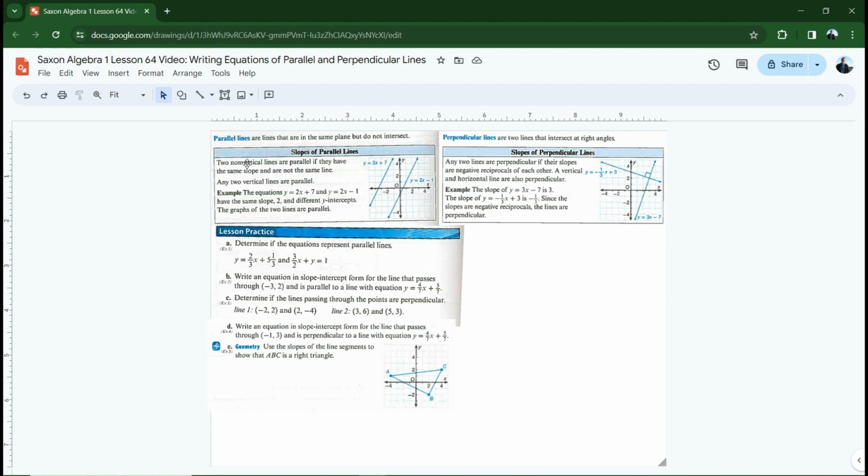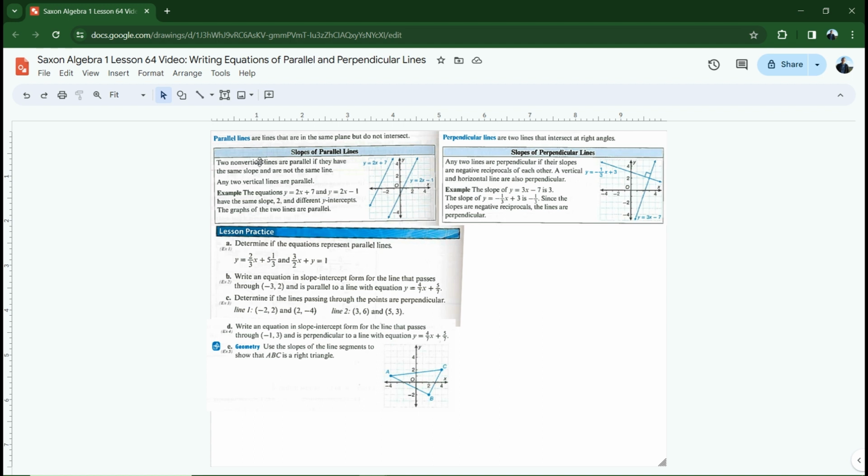Two non-vertical lines are parallel if they have the same slope and they are not the same line. So that means they have two distinct equations that can't solve to be the exact same equation. They have different y-intercepts. That's another way of considering parallel lines. They have to have different y-intercepts, but they have the same slope. That's key. They have the same slope.